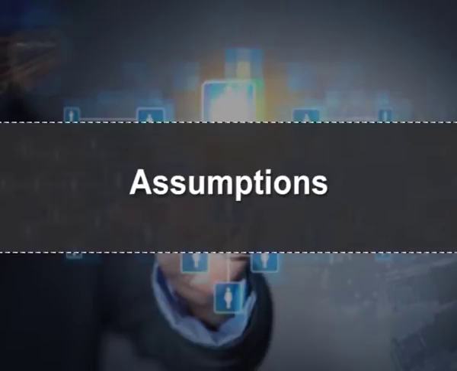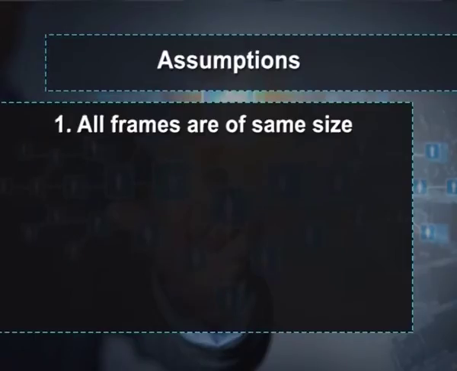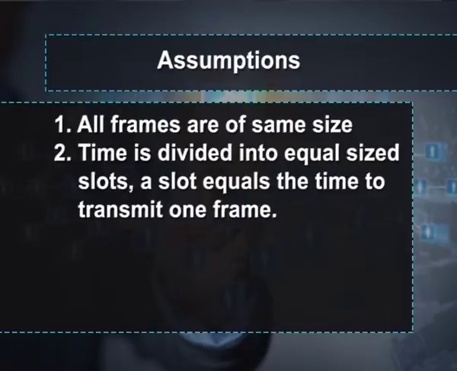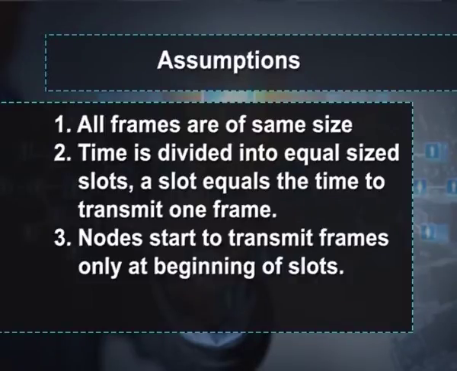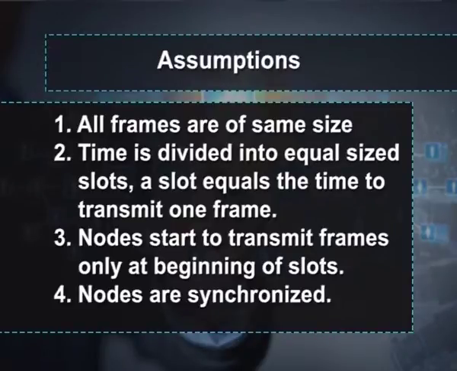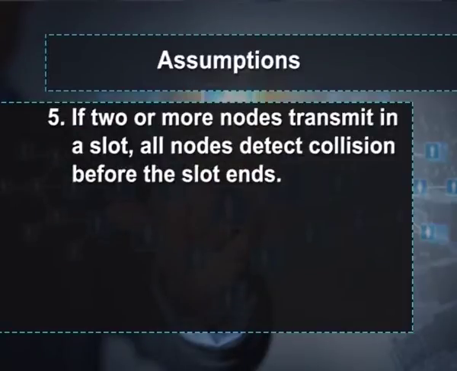There are a few assumptions in the case of slotted Aloha. All the frames are of the same size. Time is divided into equal size slots. A slot equals the time to transmit one frame. Nodes start to transmit frames only at the beginning of a slot. Nodes are synchronized. If 2 or more nodes transmit in a slot, all nodes detect the collision before the slot ends.